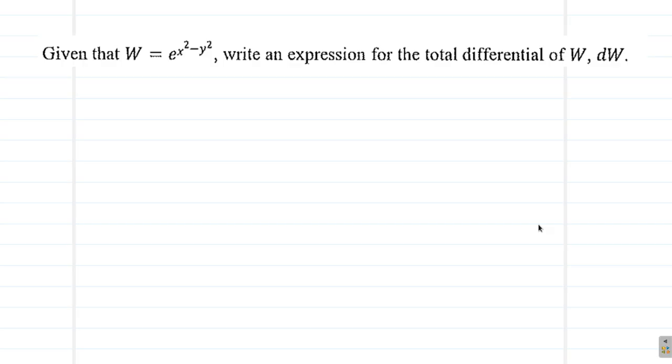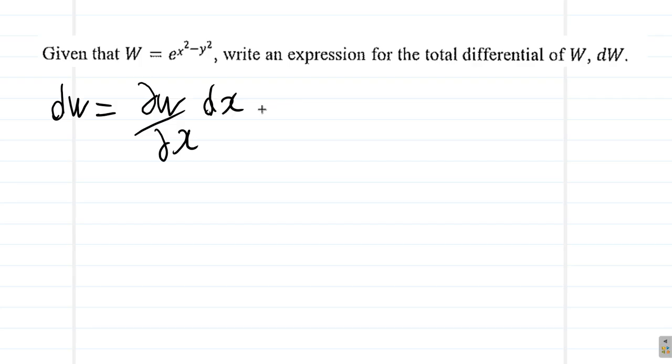So here, the total differential. What we have here is that dW is going to be the partial derivative of W with respect to x times dx, plus the partial derivative of W with respect to y times dy. Alright? Remember, d is a change. You're looking at a change in x and a change in y.